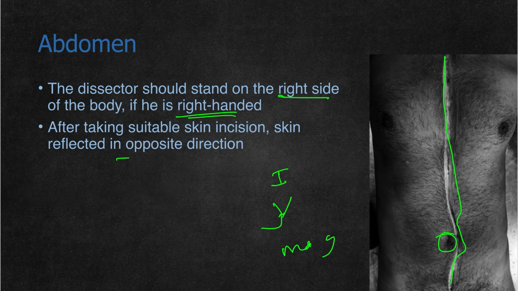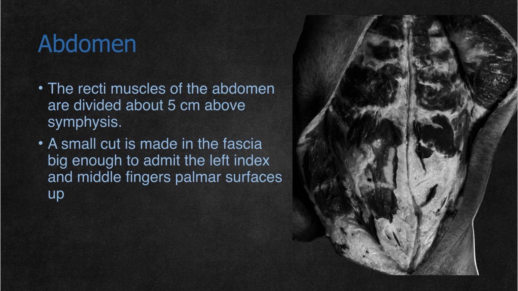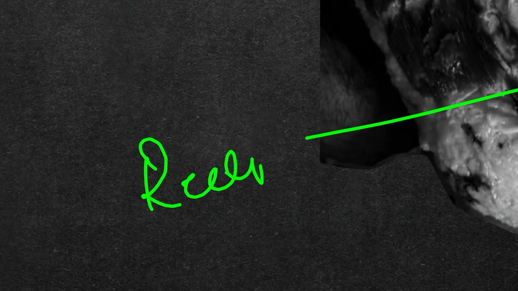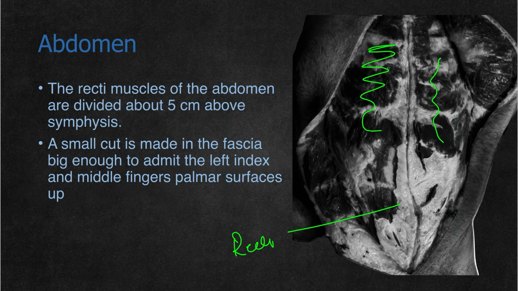The incision is taken and the skin is reflected on the opposite side. The skin incision is up to muscle deep, so the incision is taken till the muscles, and the skin is reflected on both sides. After the skin is reflected, as you can see in this image, the intercostal muscles can be easily seen. These are the recti muscles, and these are the intercostal muscles.